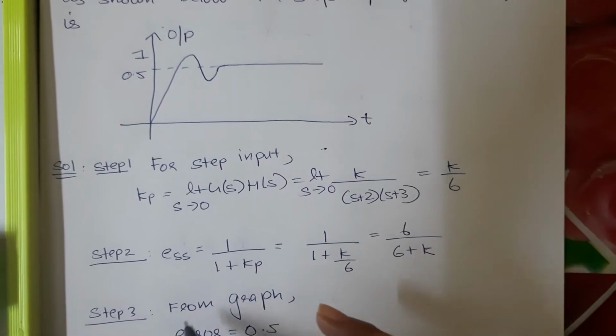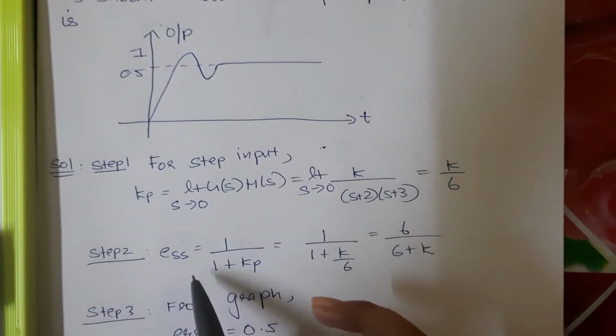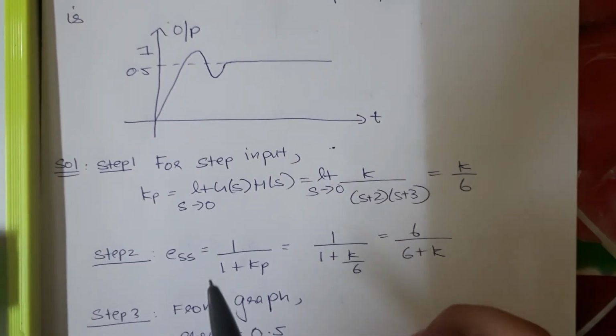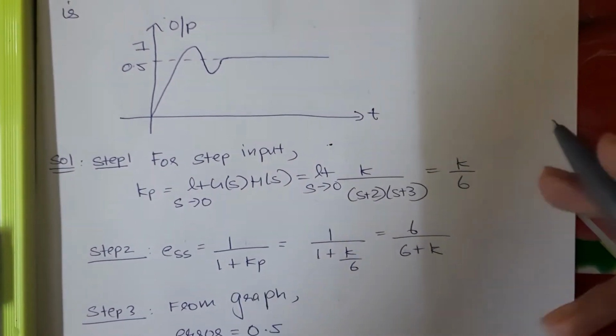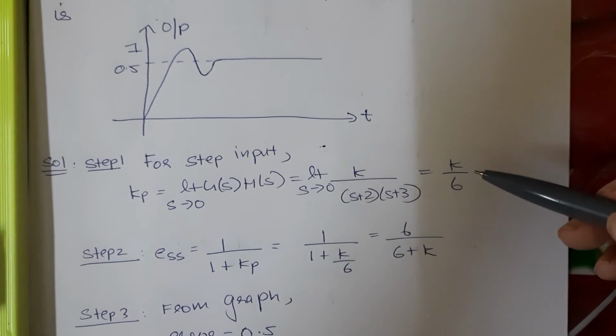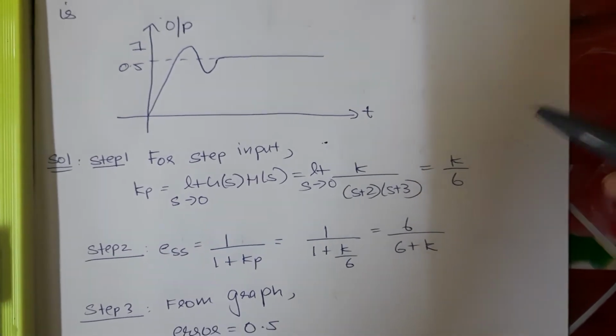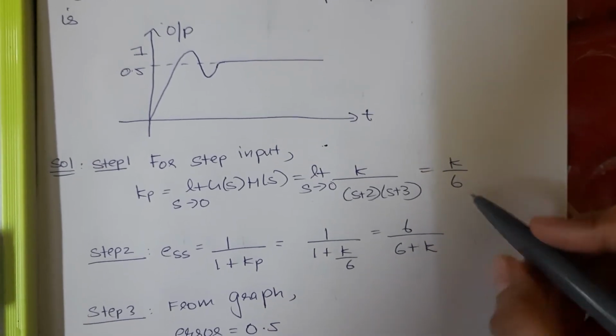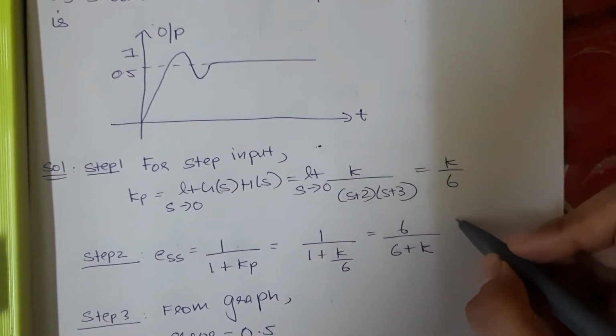Now we need the error. So ESS is given by 1 upon 1 plus Kp. Kp value we have calculated here as K by 6. So when I substitute, I will get 6 by 6 plus K. Now this is my error according to the formula.